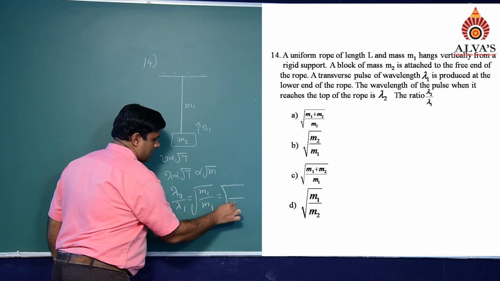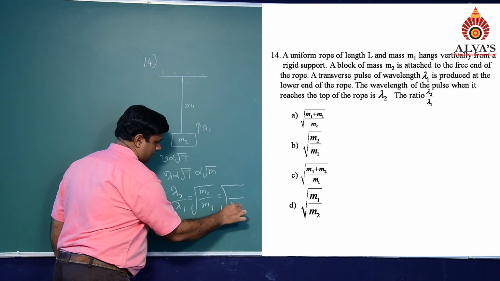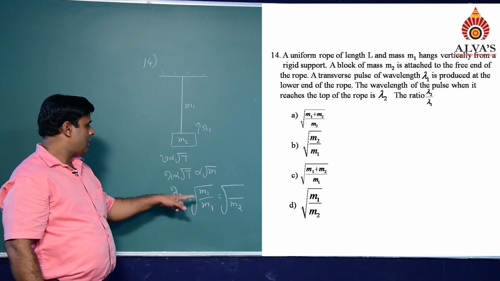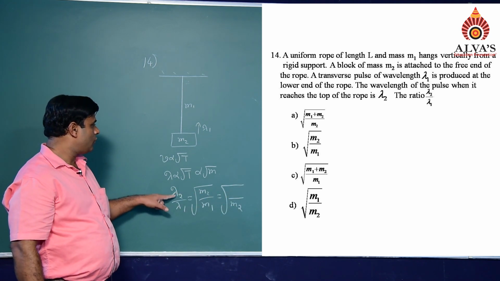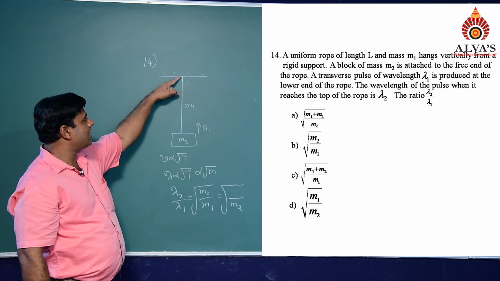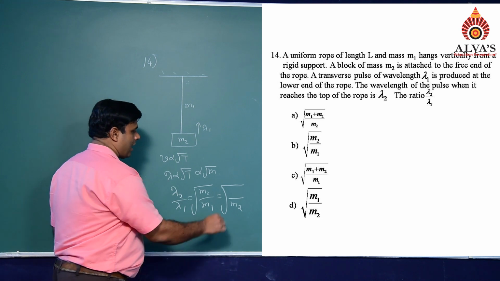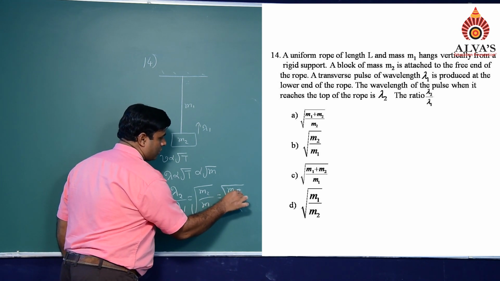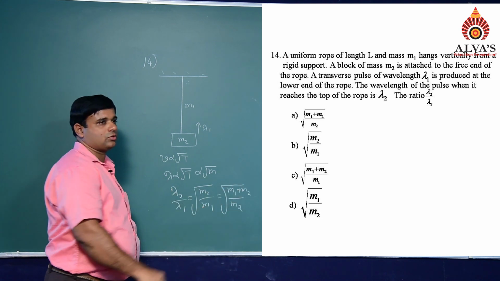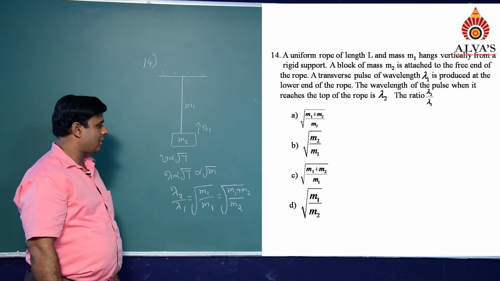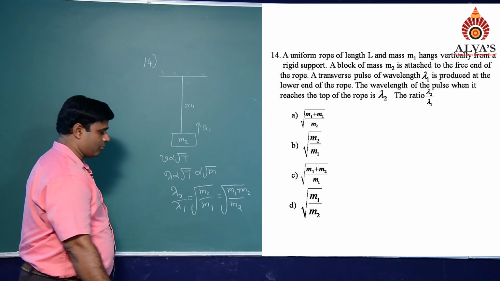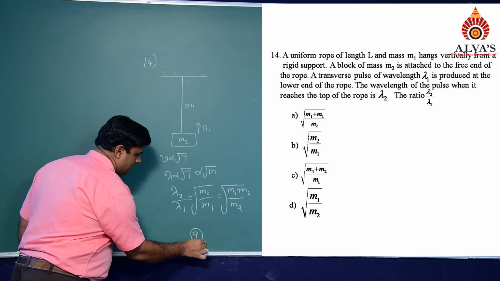Therefore, M2 is the mass when it reaches the top. There, M1 as well as M2 acts. Therefore, it should be M1 plus M2. So, the answer should be root of (M1 plus M2) by M2. So, E is the answer.